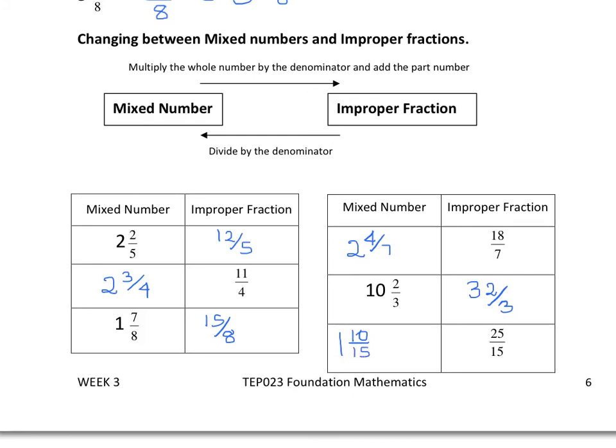Now you should see that the part number there, the part fraction 10/15, can be simplified. 10 and 15 have a common factor, so you can actually rewrite that one as 1 2/3. 5 divides into 10 twice and into 15 3 times.